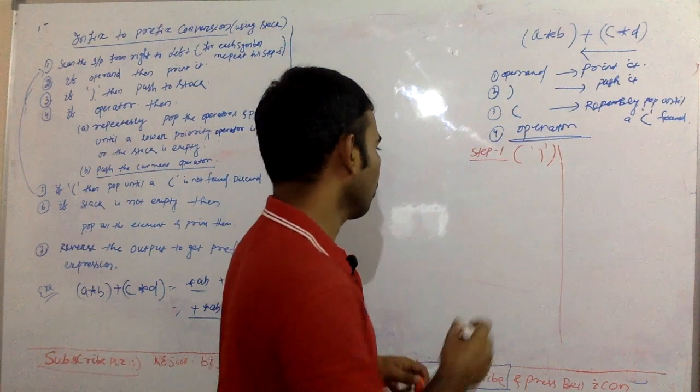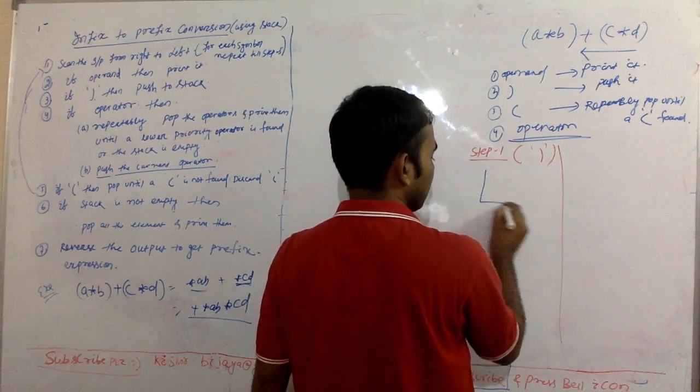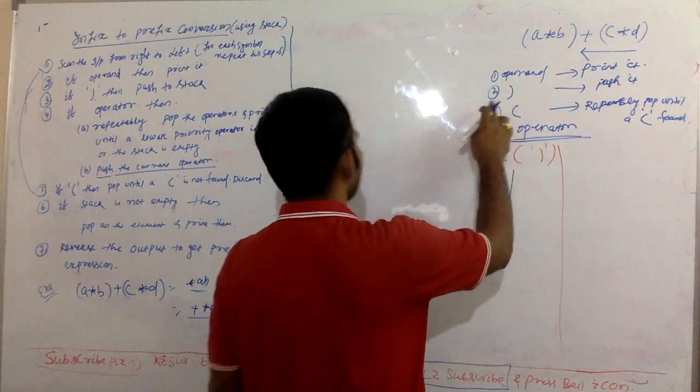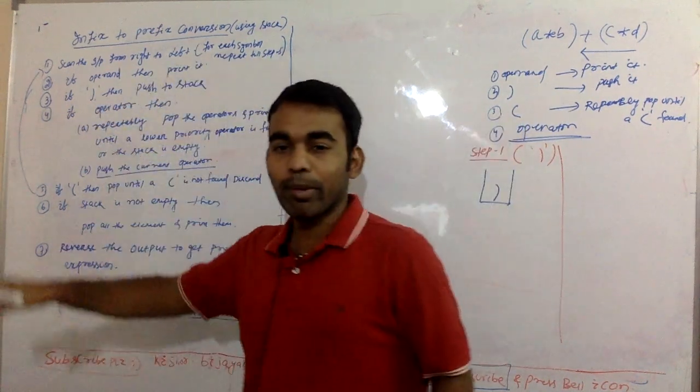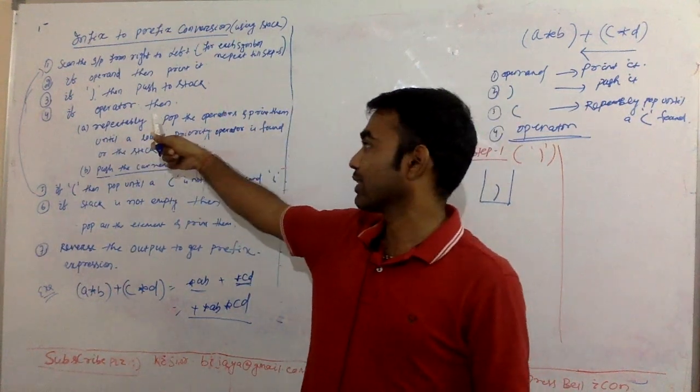If a right parenthesis is coming, what do I need to do? I need to simply push it into the stack, right? So that's what I need to do. We can read this algorithm. Maybe before proceeding, let's read this. Whatever we have discussed here in the small steps is written here.